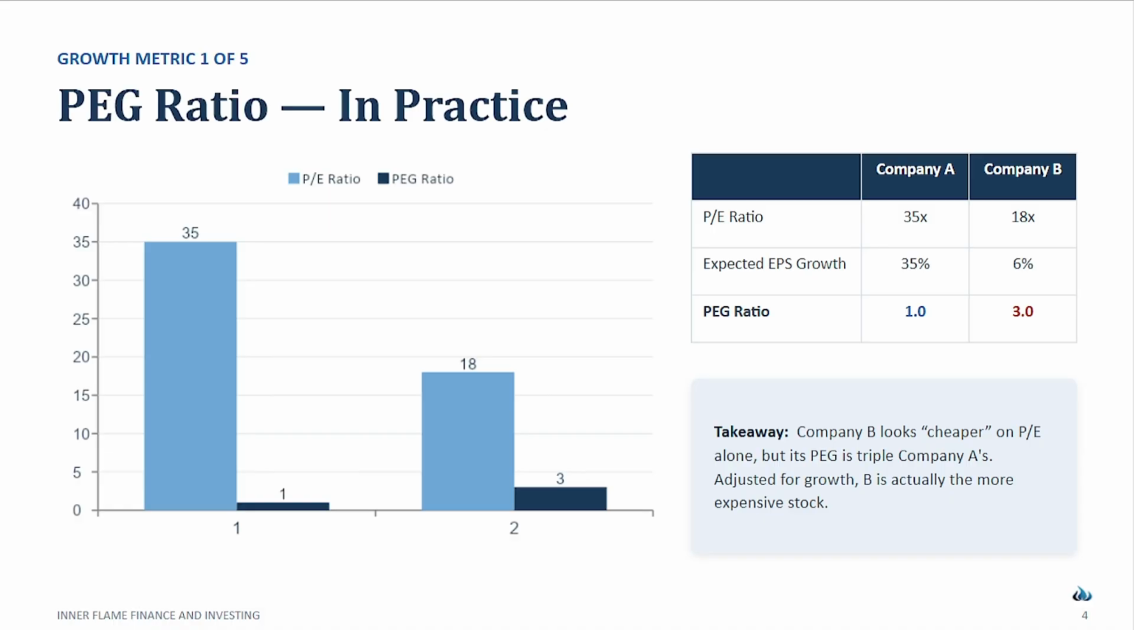So the key takeaway here is that Company B looks cheaper on a PE basis alone, but the PEG ratio is triple that of Company A's. So if we adjust for growth, which is what the PEG ratio does, B is actually the more expensive stock.